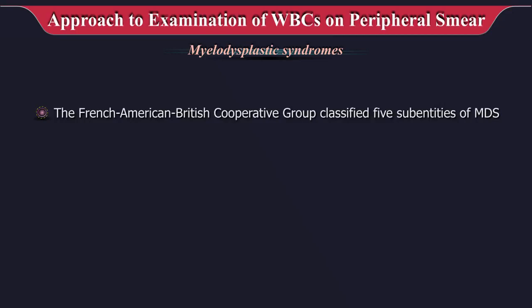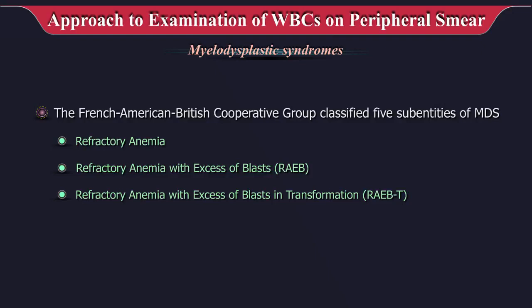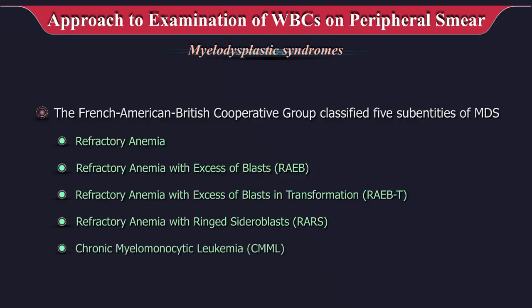The French American British or the FAB group classifies 5 sub-entities of myelodysplastic syndrome, that is refractory anemia, refractory anemia with excess of blast, refractory anemia with excess of blast in transformation, refractory anemia with ringed sideroblast and chronic myelomonocytic leukemia.